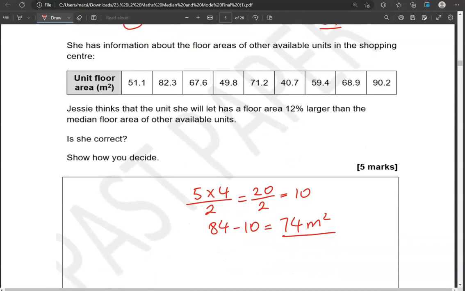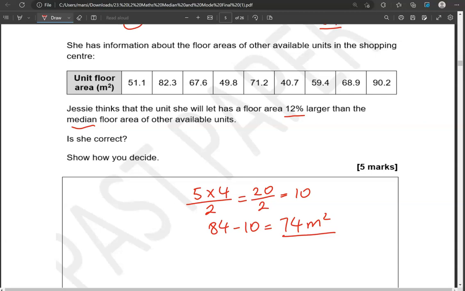She thinks that the unit has a floor area 12% larger than the median floor area of the other available units, which are given here in the table. So we're going to work out the median and add 12% on top and see whether that is the same as 74, less or more.